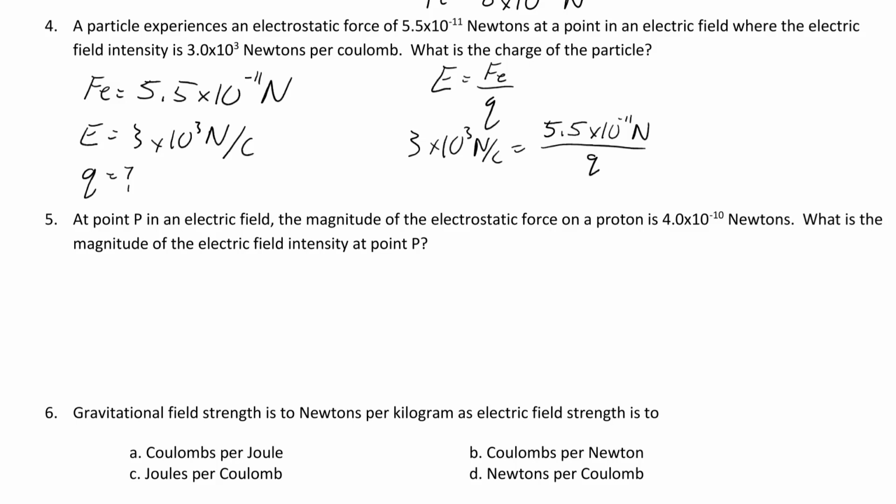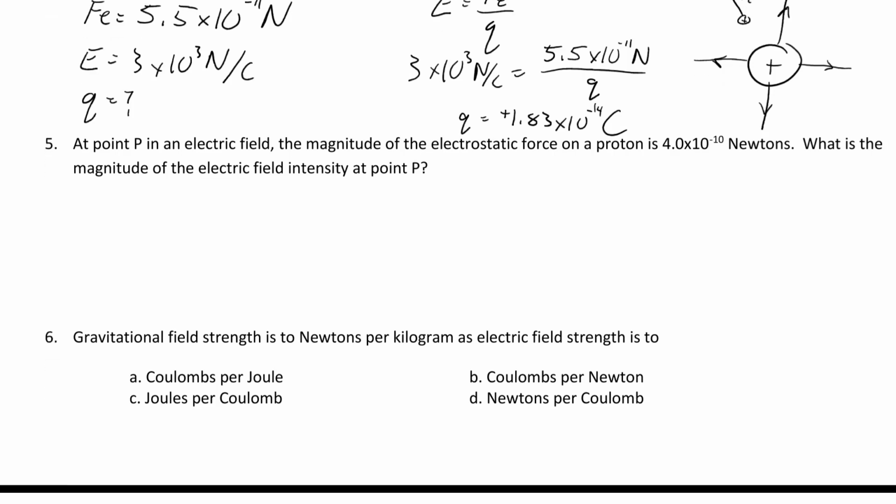So what's Q? How much charge is being placed there? So you do 5.5 times 10 to the negative 11 divided by 3,000. And you get 1.83 times 10 to the negative 14 coulombs of charge at that point. Yep, and everything's positive. So yeah, you have an electric field that's being repulsive. If you place a positive charge there, it's going to repel, and you're feeling a repulsive force. Fe is also positive. So that's the idea there.